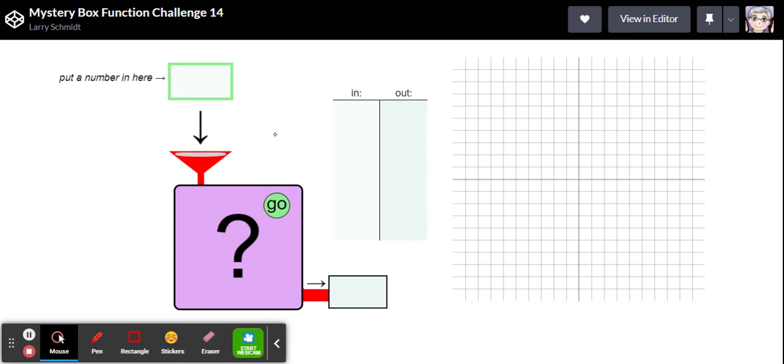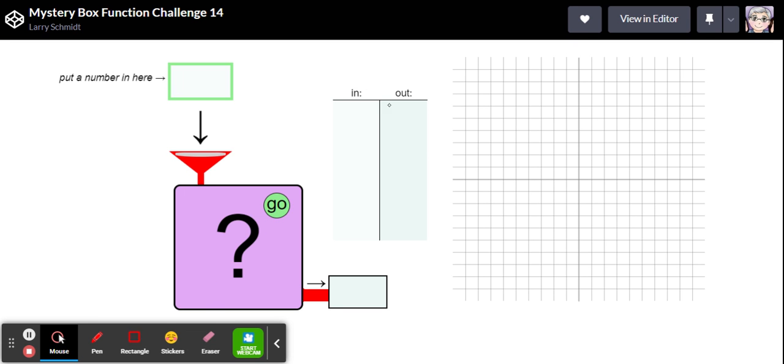Hello, everybody, and welcome back to another Mystery Box Function Challenge. In this purple mystery box, there is some math that's going to change the numbers you put in the top into something different as they come out the bottom. And your job is to figure out, what is that math? What is the function inside this mystery box?